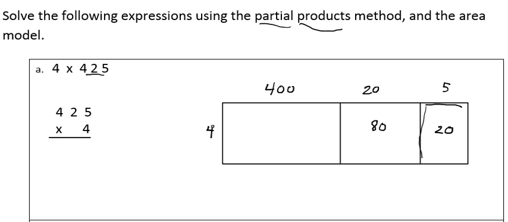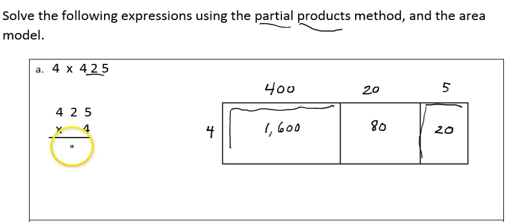And in the last rectangle, this rectangle is 400 by 4, which is the same thing as 4 times 4 times 100. 4 times 4 is 16, times 100 would be 1,600. To get my final answer, I just need to add all 3 of my partial products. I can do that over here on the vertical diagram.